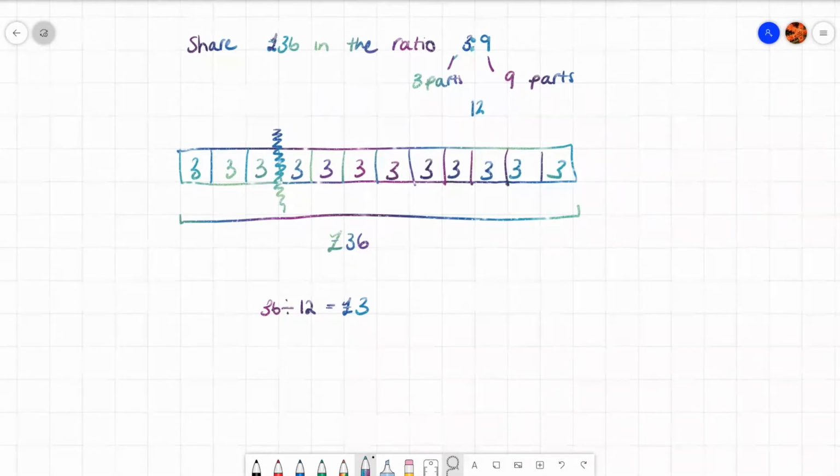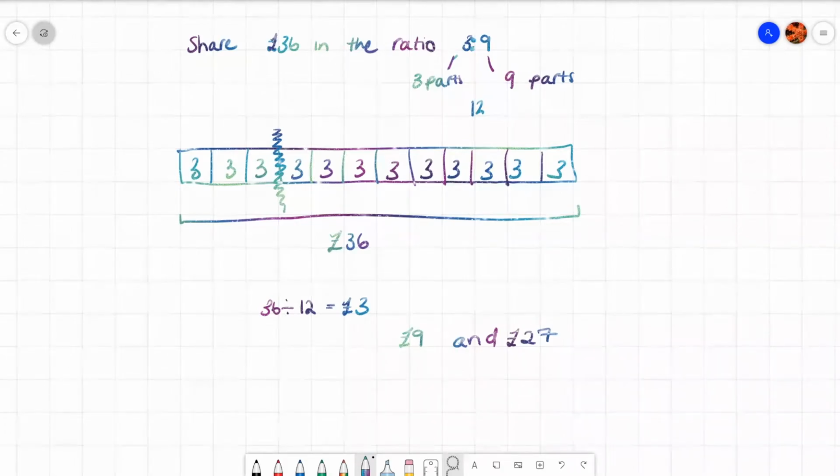Okay. I want to know how much 3 boxes are. So that's 3 times 3, which is 9. And then 3 times 9, which is 27. Okay, and there we are. We are done. We have worked out how much each person gets. So the person with 3 parts gets £9 and the person with 9 parts gets £27. And there we are.